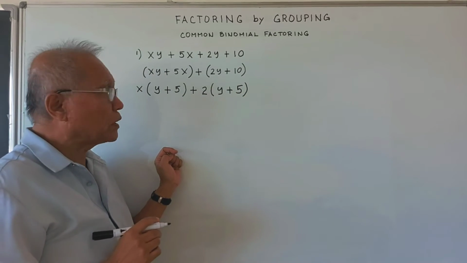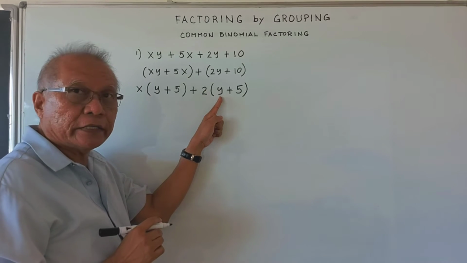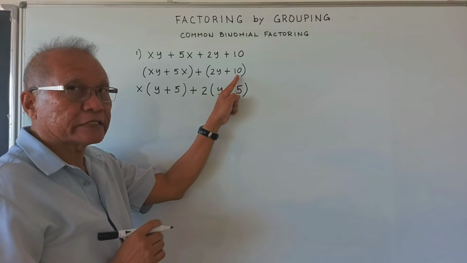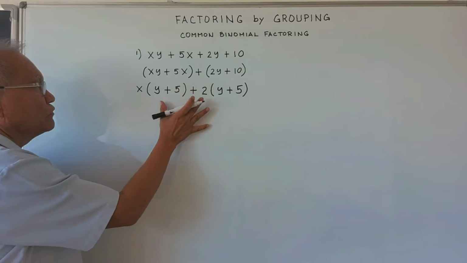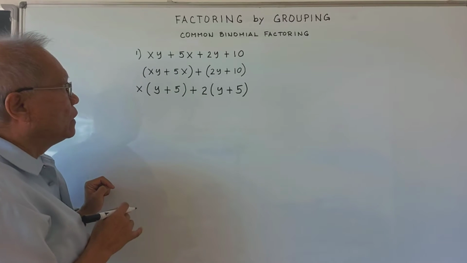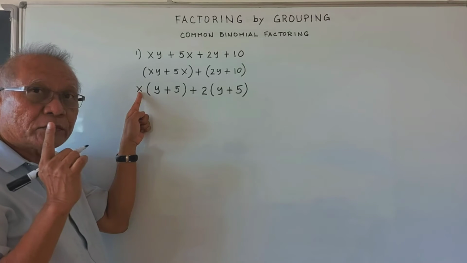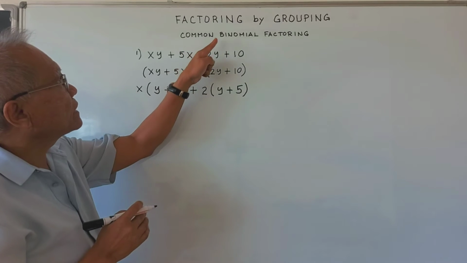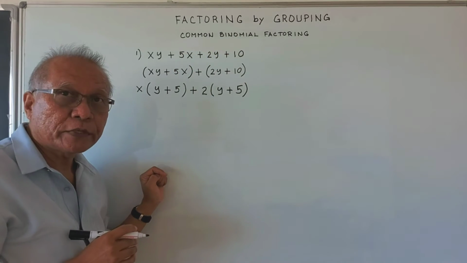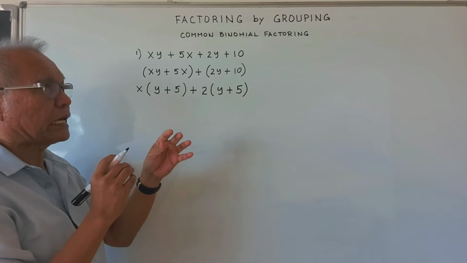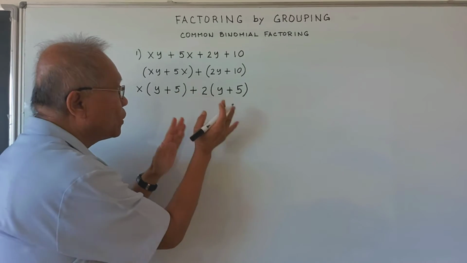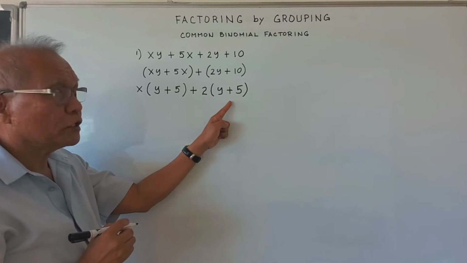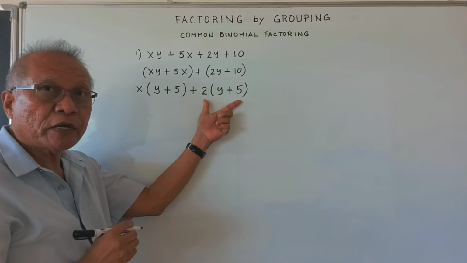Check using the distributive property of multiplication. 2 times y, 2y, plus 2 times 5 is 10. Okay, we have this one. Look now. Here we have a monomial, one term only is the HCF. But our topic is common binomial. It means that there is a binomial which is common to both of them. Can you see which is common to both of them? Here and there. Can you see the y plus 5?